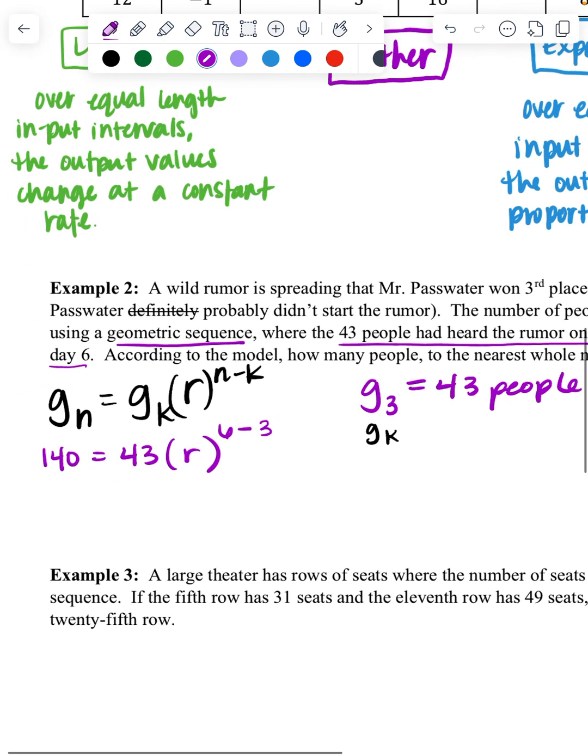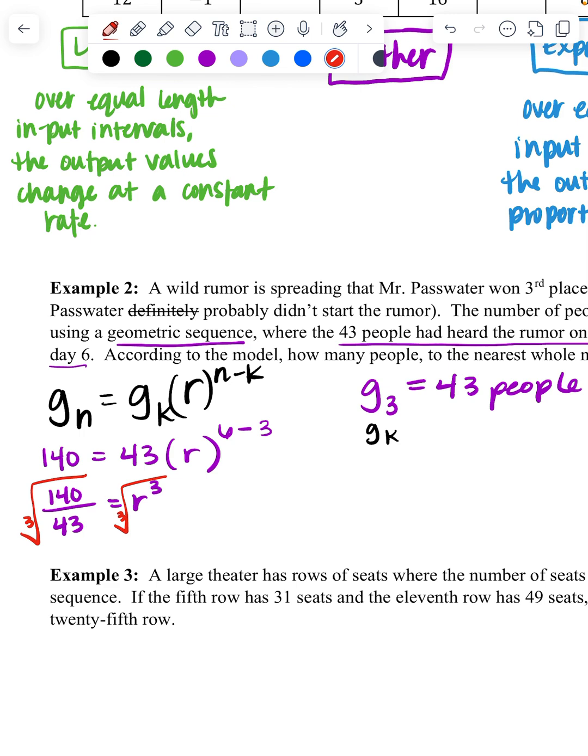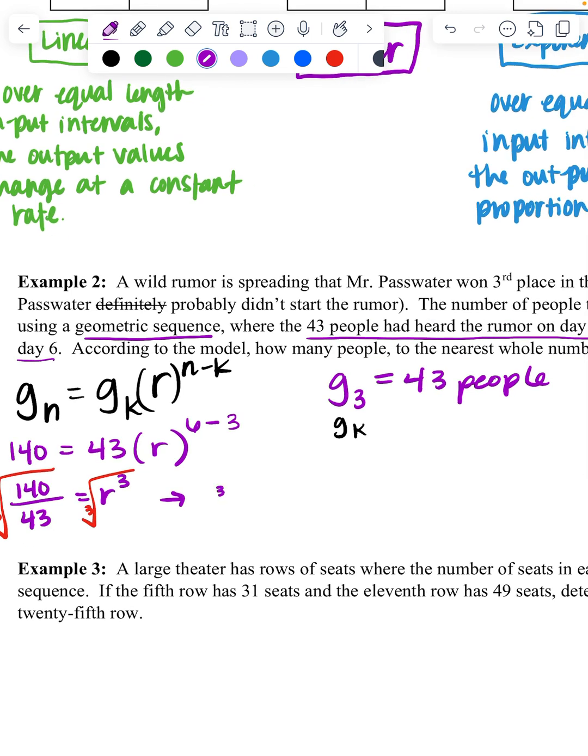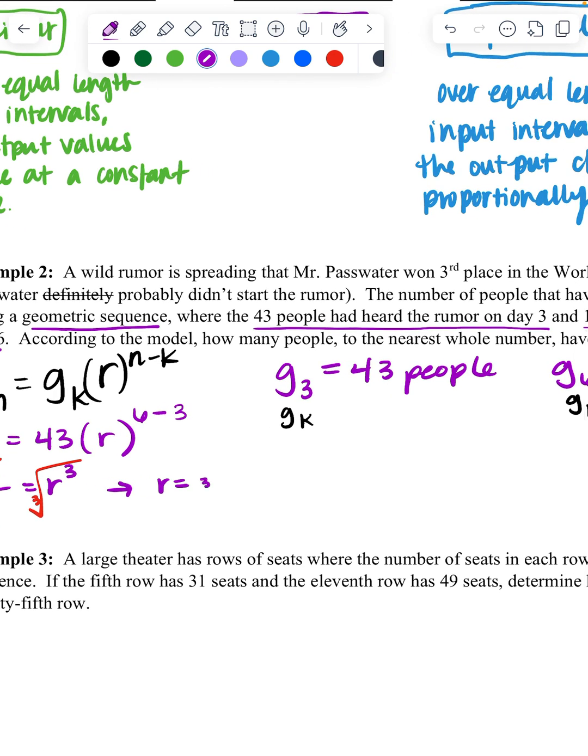And so now we're going to solve for r. Divide both sides by 43. r to the third should be 140 over 43. And so taking a root of this, and this is where I would encourage you to go to a calculator to figure out what that number is, because it's pretty abstract right now, but just leave it. So we can say r in its exact form, no decimals needed, is the third root of 140 over 43.